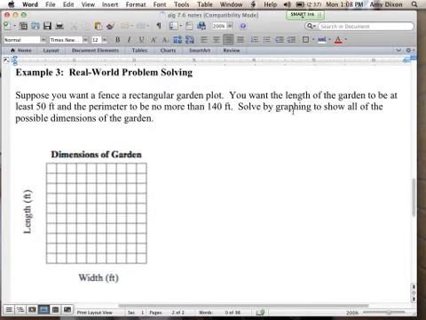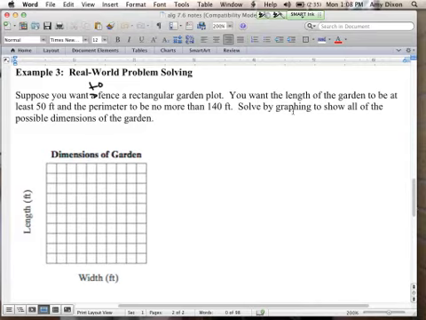All right, you want to build, or you want to fence, a rectangular garden plot. You want the length of the garden to be at least 50 feet. You want the perimeter to be no more than 140 feet. So those are the 2 inequalities we're going to write because this is a system of inequalities. The length has to be at least 50, perimeter no more than 140. Solve by graphing to show all the possible dimensions of the garden.